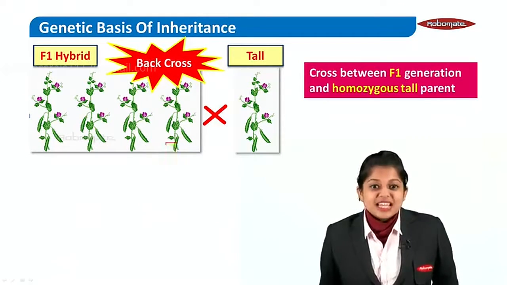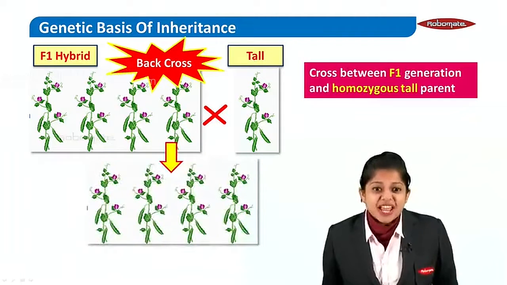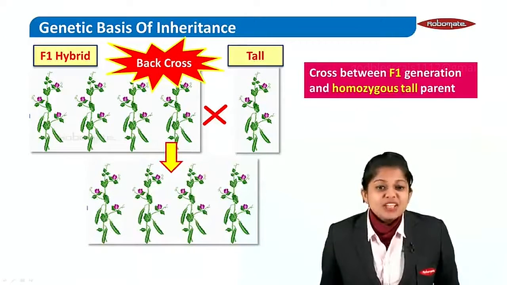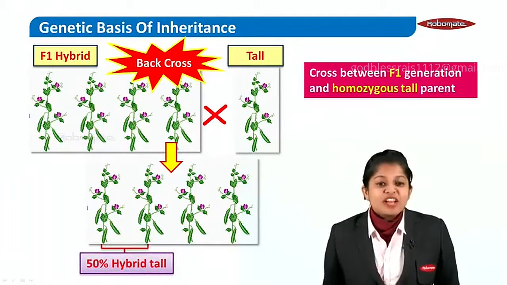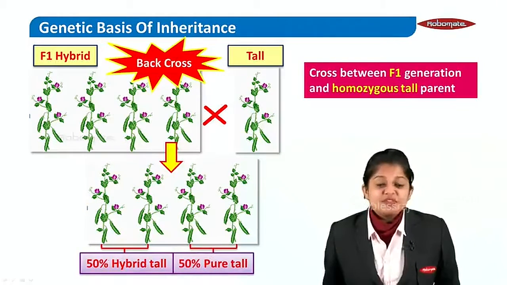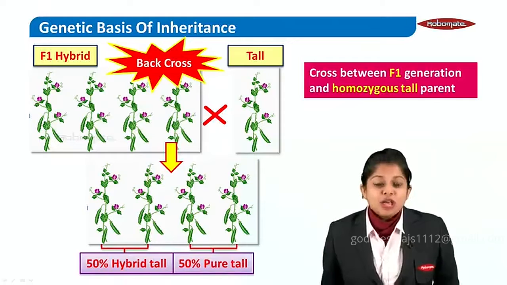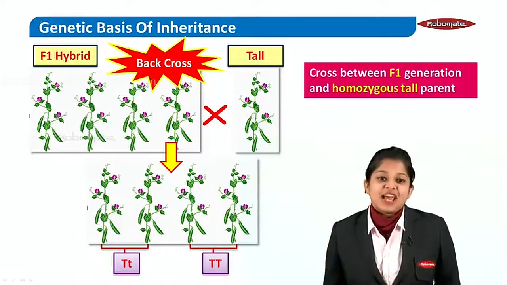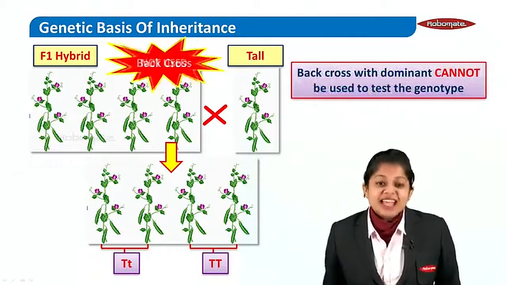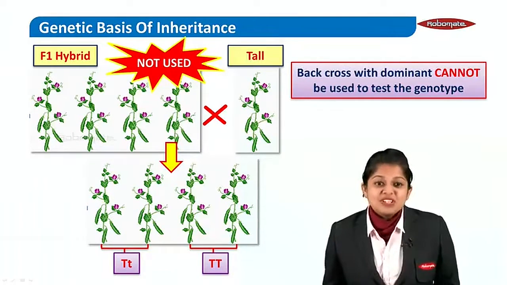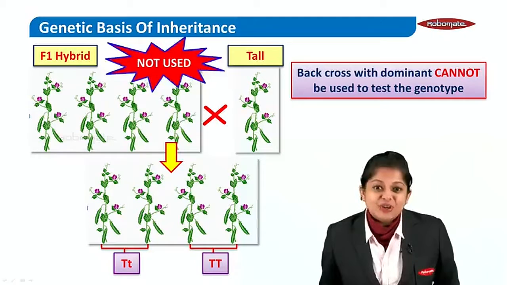But students, here in this case, the progeny that is produced is all tall plants. Now in such a situation, I know that 50% can be hybrid tall, whereas the remaining 50% would be pure tall. But this makes it very difficult to understand the genotype of the F1 hybrid. As a result, I cannot use the dominant trait as a back cross.